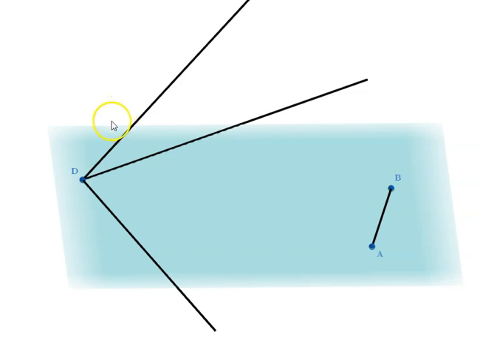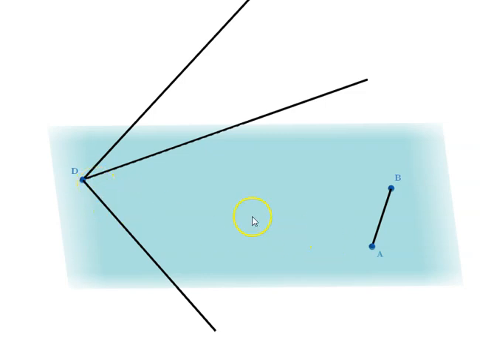Let us look at proposition number 26 of book 11 of Euclid's Elements. The proposition says to construct a solid angle equal to a given solid angle on a given straight line at a given point on it. So here we are given a solid angle D and a straight line AB, and at A we have to construct the solid angle which is equal to the solid angle D.